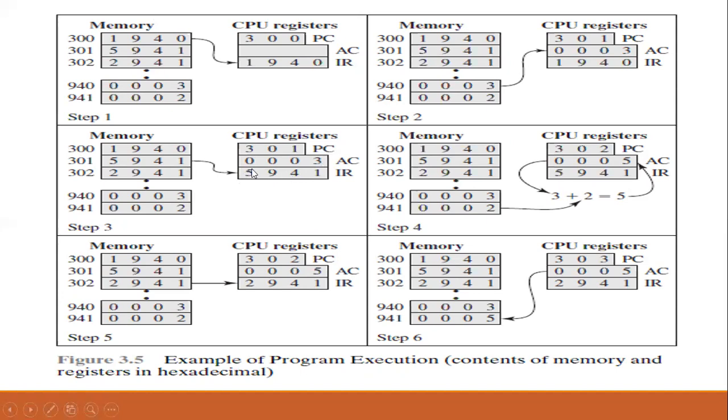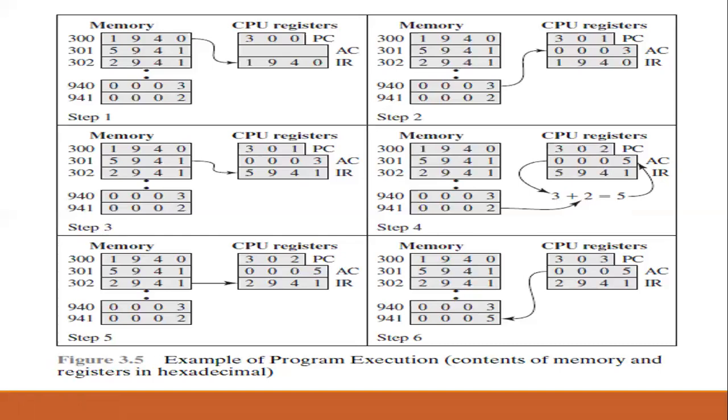So what happens here is the contents of location 941, that is 2, will be fetched and added to the contents of your accumulator. After addition, 3 plus 2 is 5, so the contents of the accumulator are now 5. And again, see, as the second instruction is fetched, the contents of PC are again incremented. Now the content is 302.